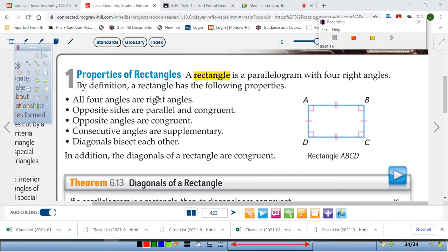So do me a favor, guys. Copy this down real quick. Make sure you know this. All 4 angles are right angles. Just go ahead and abbreviate that really short, really quick. Opposite sides are parallel and congruent. Opposite angles are congruent. Consecutive angles are supplementary. Diagonals bisect each other.